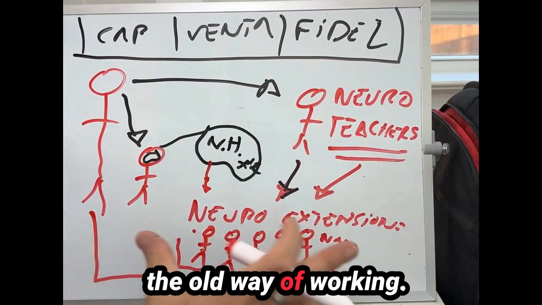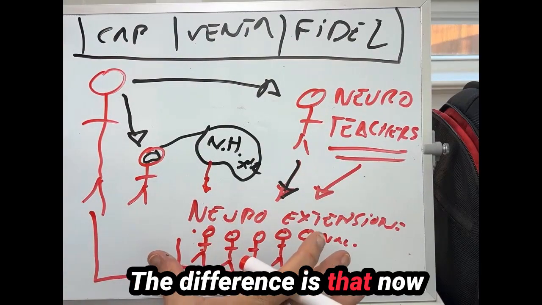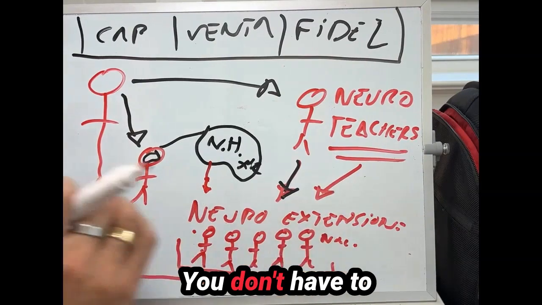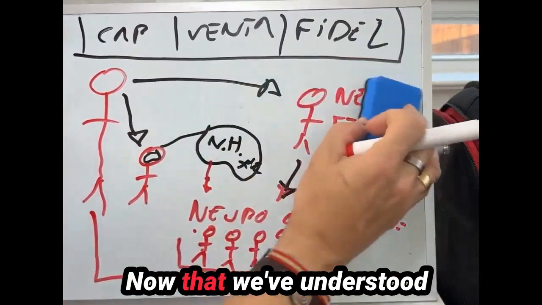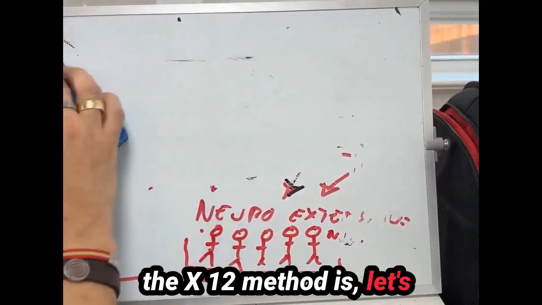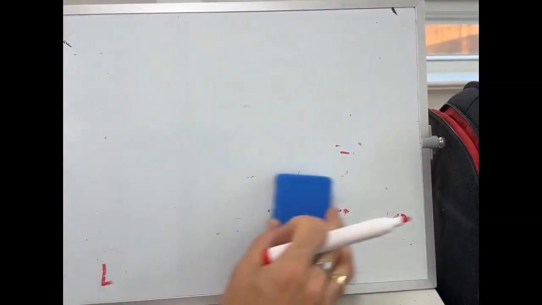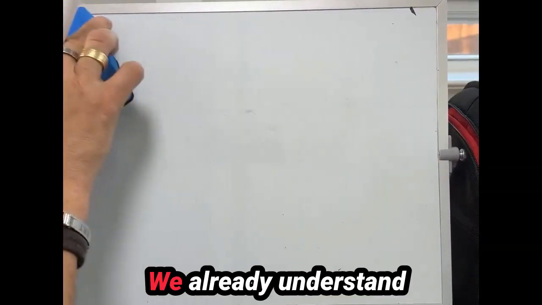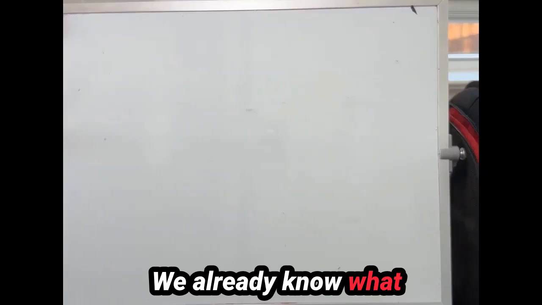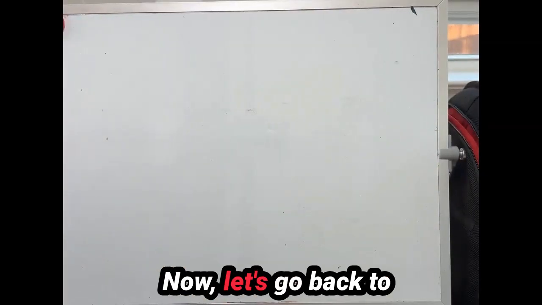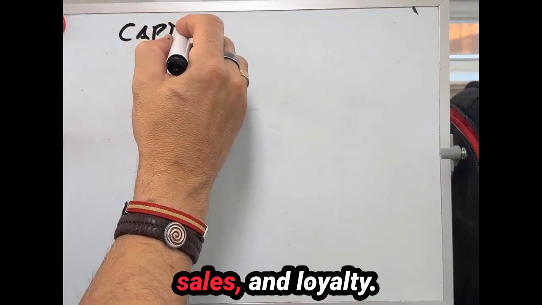Difference from the old way of working. The difference is that now your digital employees, when they learn something, they learn it for life. You don't have to explain it to them again. Now that we've understood this concept and we know what a neuro hub is and what the X12 method is, let's see how we use it to teach. We already understand the new era, we already know what a neuro hub is, and we already know how we can teach our business. Now let's go back to the area of acquisition, sales, and loyalty.